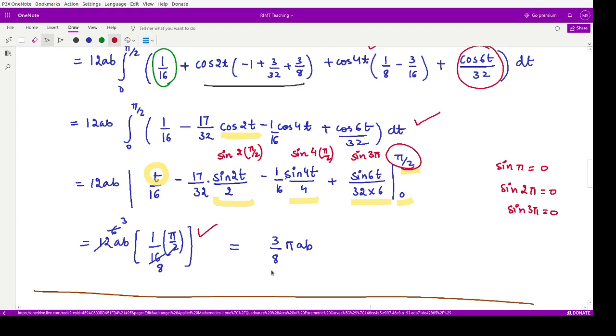So when you simplify this, your final area comes out to be 3 by 8 pi ab. So this is the final answer. If there is any problem in this one, you can ask.